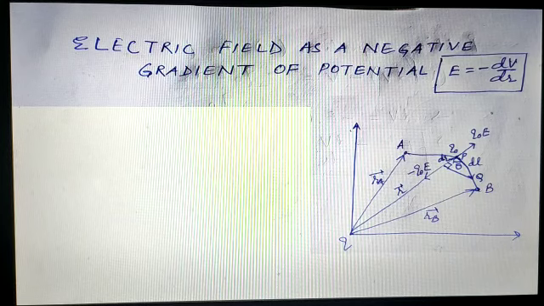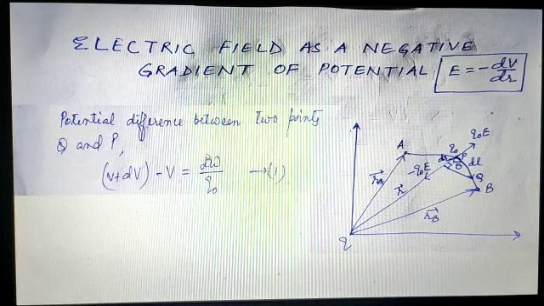A very small amount of work is done when the Q0 charge is moved from P to Q, and let that work done be given by dW. So we see here that the potential difference between Q and P: V plus dV is the potential at Q and at P it is V. So potential difference is the amount of work done by a unit positive charge. For Q0 charge, the work done is dW. For unit positive charge, it is dW upon Q0. So this is what we are getting.